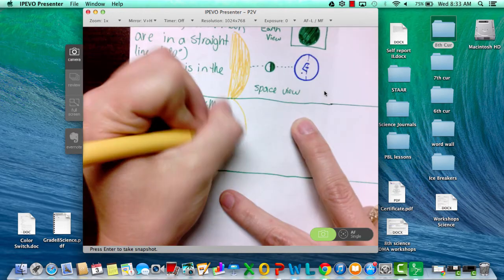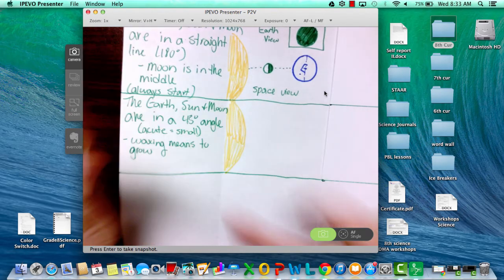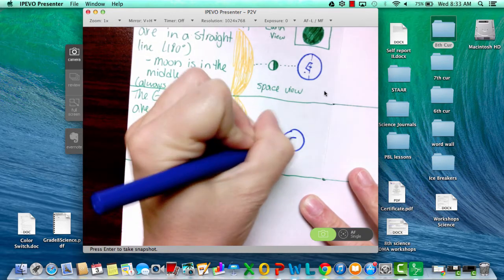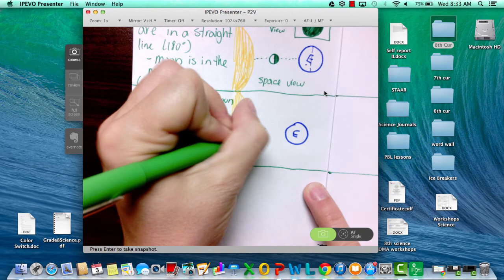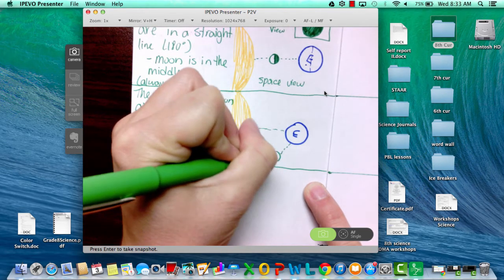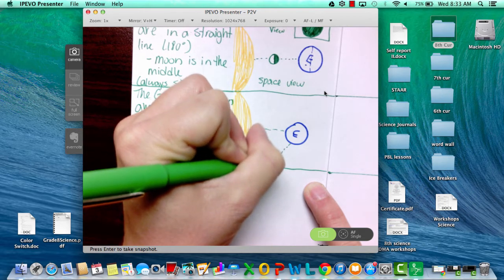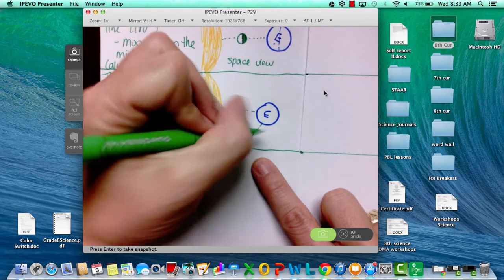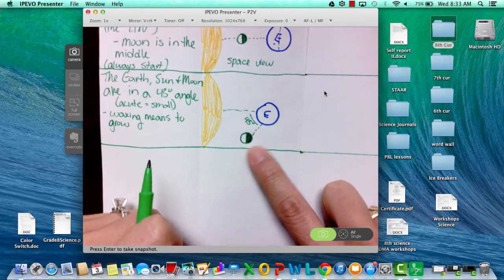So let's draw our sun. Our Earth. Now, our moon, we said, was 45. So that's going to be right about here. And again, our moon is always half lit, half dark, with the lit side facing the sun. So notice that this is a 45-degree angle. And so this is what we call a crescent.